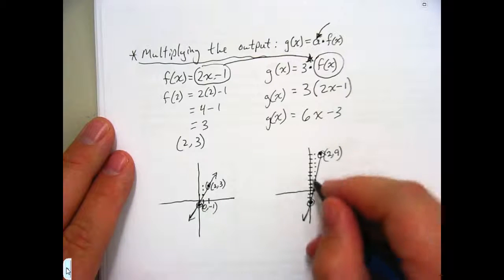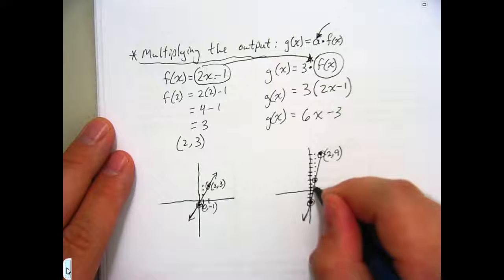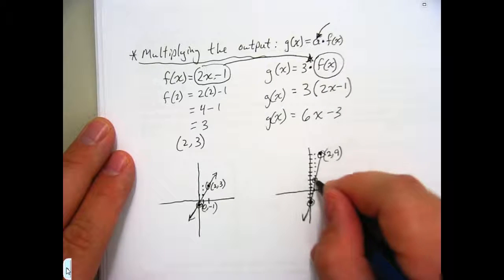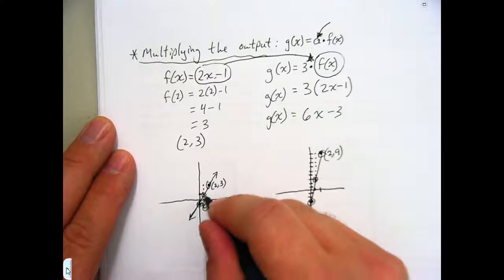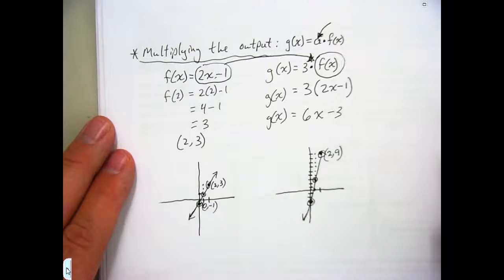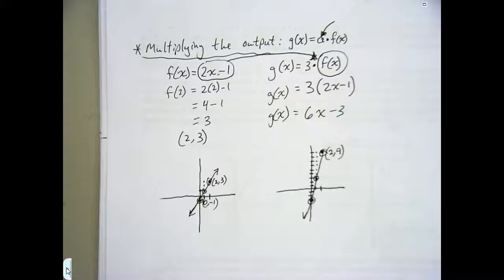So every single point, this point right here, is 3 away. Okay, 1, 2, 3. It was 1 away. The point that was 1 away is now 3 away. Okay, how many think you got it? Okay, we're stretching this way. All right, that's multiplying by the output.